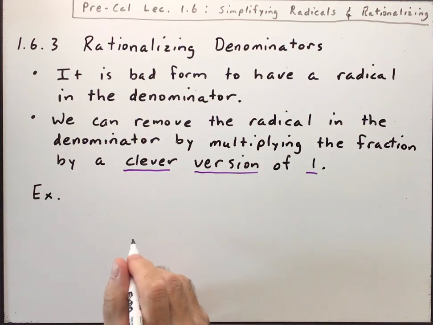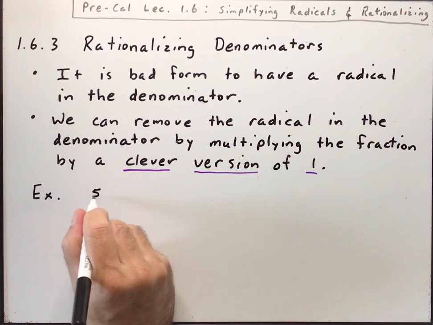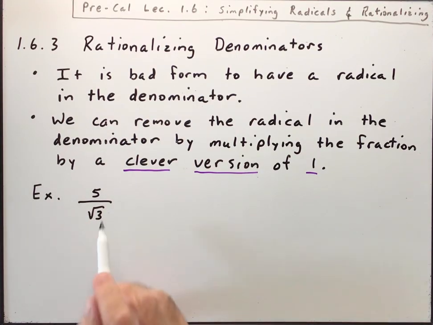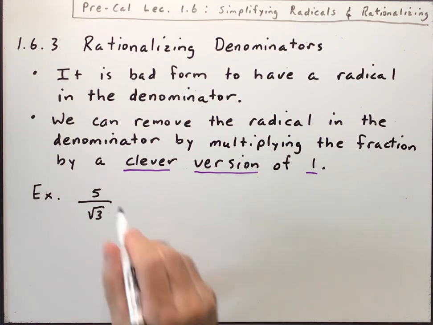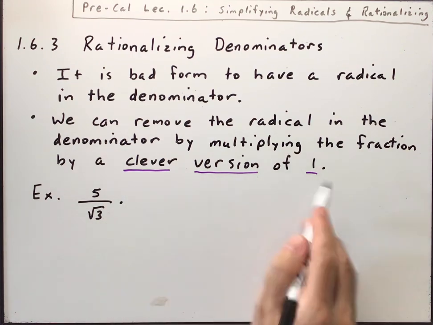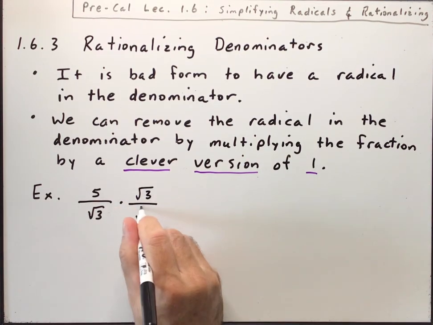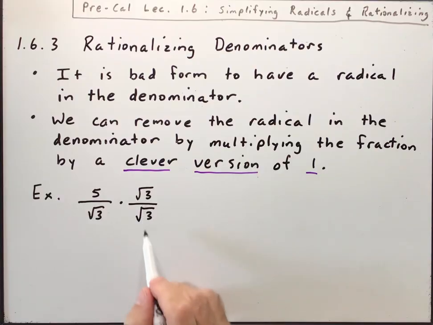So our first one, let's say we have 5 over the square root of 3. And I want to get rid of the square root of 3 on the bottom. Now I'm going to shorten, instead of saying the square root of, I'm just going to say root from now on. So we could multiply this fraction by a clever version of 1. And that clever version would be root 3 over root 3.